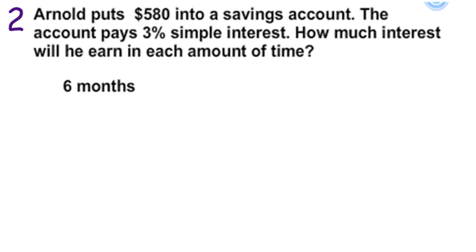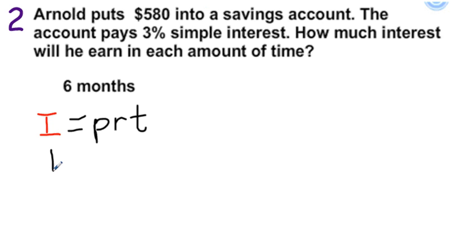Example 2. Arnold puts $580 into a savings account. The account pays 3% simple interest. How much interest will he earn in each amount of time? So you're going to start off with your formula. I equals P times R times T. Then we're going to identify our parts.